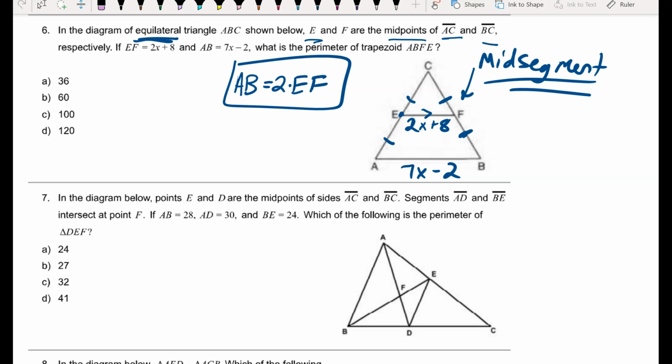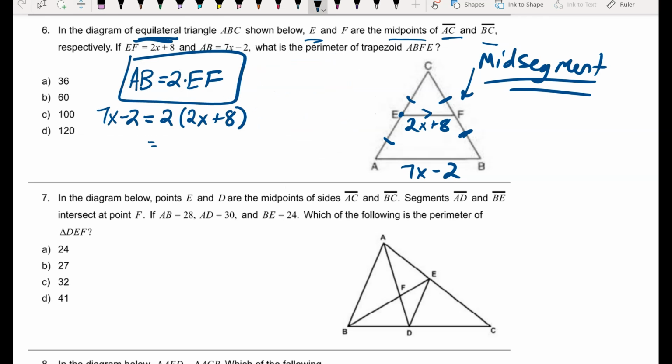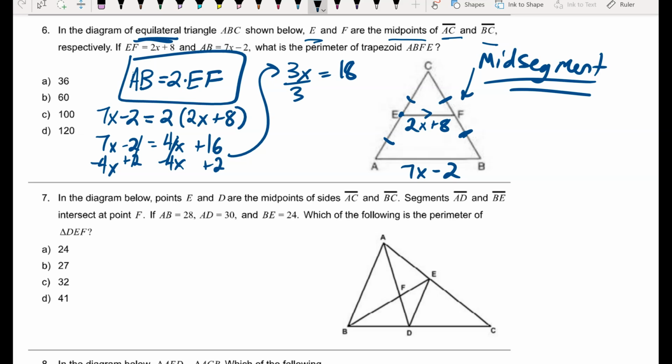So to find the length of AB, I can double whatever the length of EF is. And this is the equation I'm going to use to help me solve for x. So if I distribute the 2 on the right-hand side, again, I'll give myself a little bit of room over here. 2 times 2x is 4x, and 2 times 8 is 16. And let's see, I can add 2 to both sides to cancel it there. And I could subtract 4x from both sides as well. I get an equation that looks like 3x equals 18. And if I divide out the 3, I find that x is equal to 6.